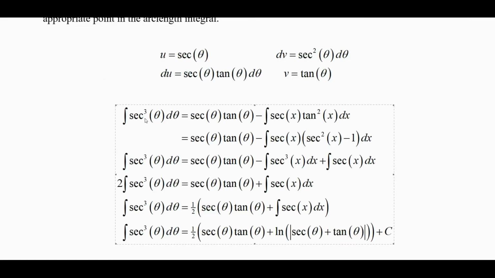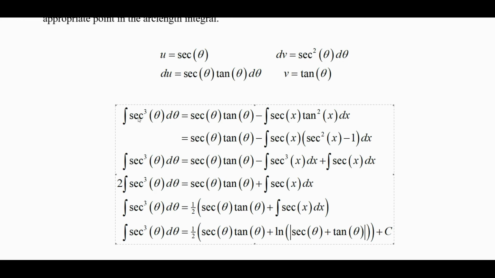Okay, so the integral of secant cubed theta d theta. We do it by parts. We let u be secant of theta and dv be secant square theta d theta. So we know how to do the antiderivative here. The antiderivative of secant square theta d theta is tangent theta. And then we know how to do the derivative here. The derivative of secant theta is secant theta tangent theta d theta.